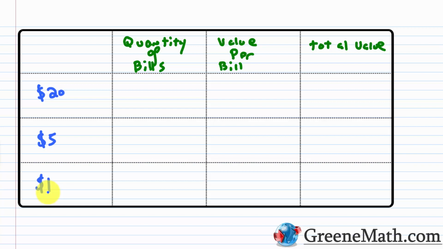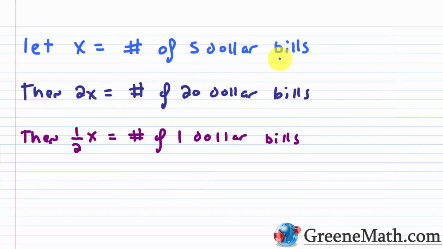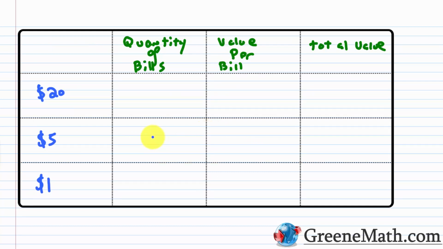So the quantity of bills, again, if I go back up, I know that the $5 bills are labeled with X, the $20 bills are labeled with 2X, and the $1 bills are labeled with 1/2 X. So the quantity of bills, for the $5 bills, it's X. For the $20 bills, it's 2X. And for the $1 bills, it's 1/2 X. Or again, you can do X over 2. Now the value per bill, that's pretty easy. Just look all the way to the left. This one's going to be 20. This one's going to be 5. And this one's going to be 1.